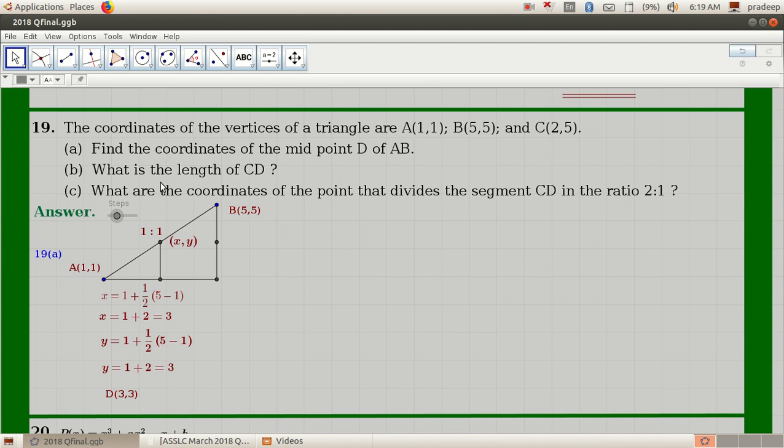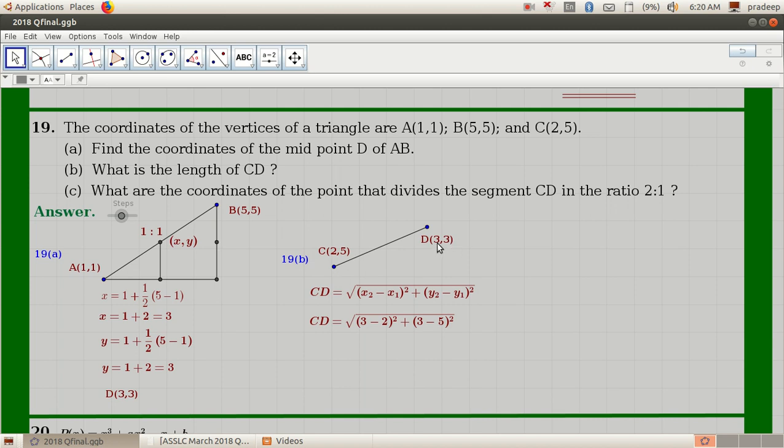The second question is, what is the length of CD? The length CD is the distance between (2, 5) and (3, 3). The distance is obtained by the formula CD is equal to the root of (x2 minus x1) whole squared plus (y2 minus y1) whole squared. Here one point has to be considered as the second point, and the other is the first point. This is x2, y2, and this is x1, y1.